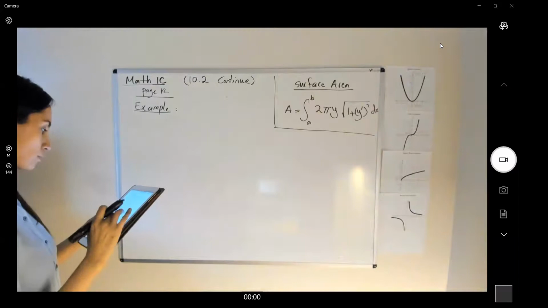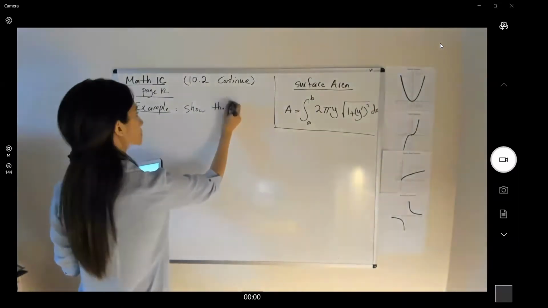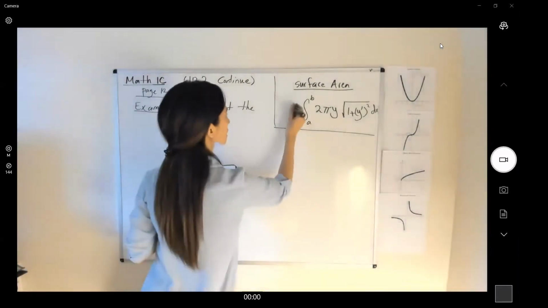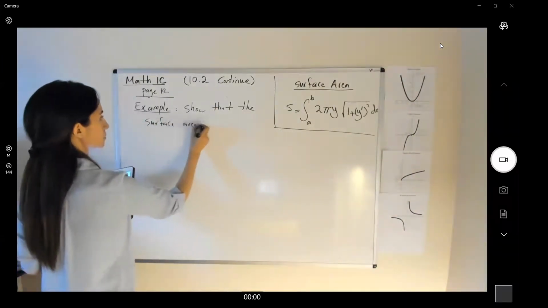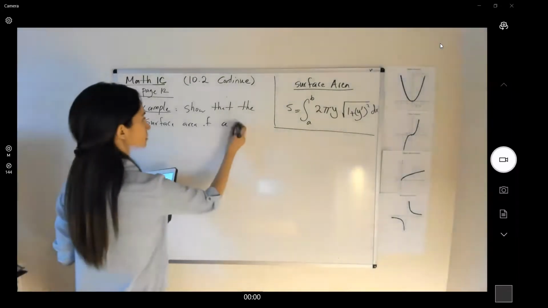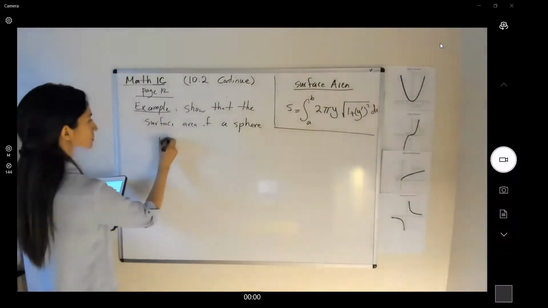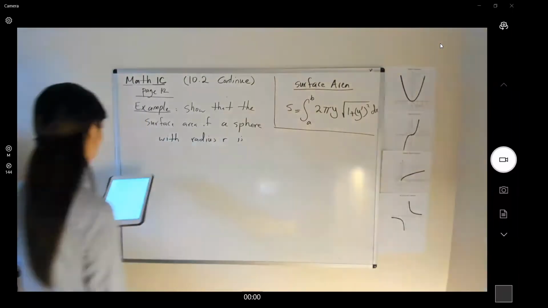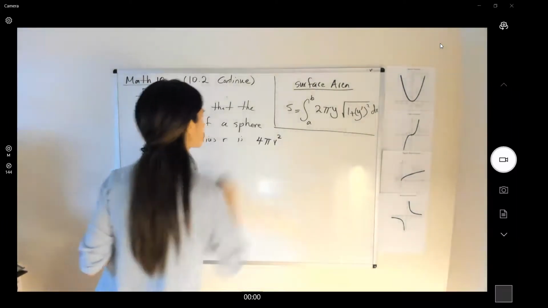The question says, show that the surface area, let's use S, not A, of a sphere with radius r is actually 4 pi r squared.